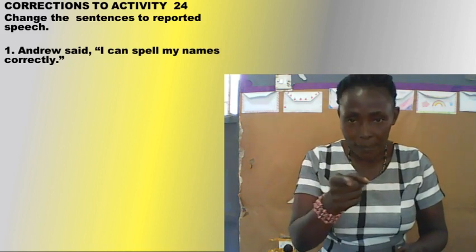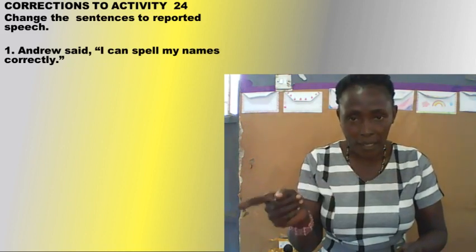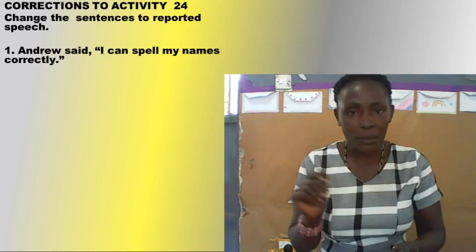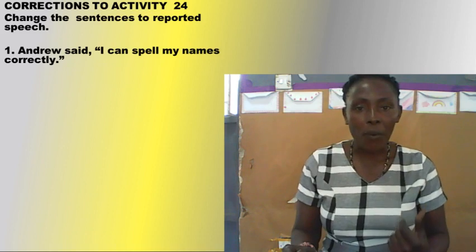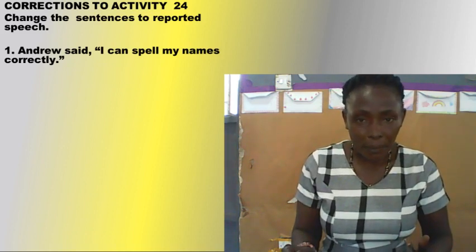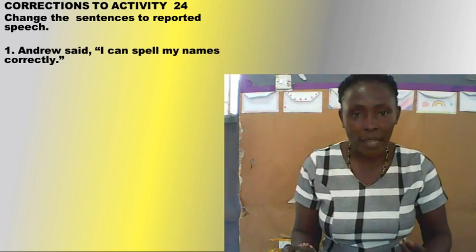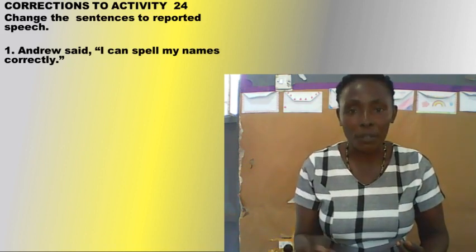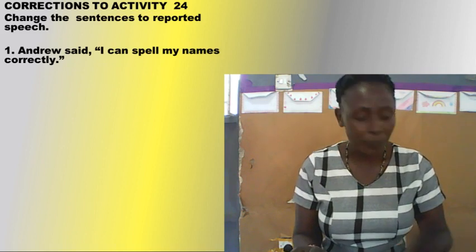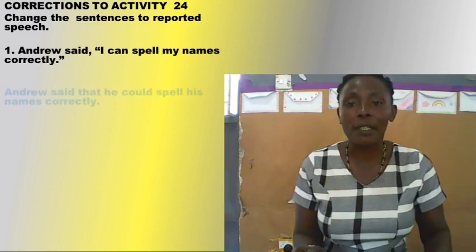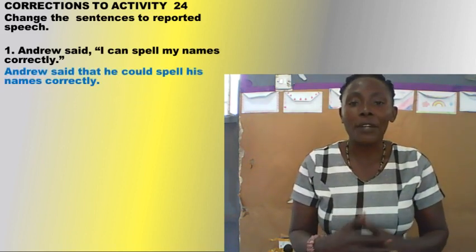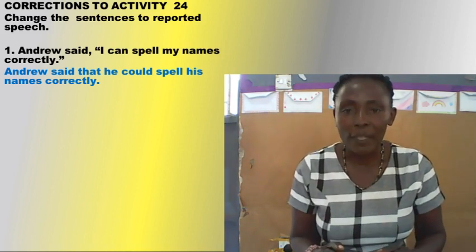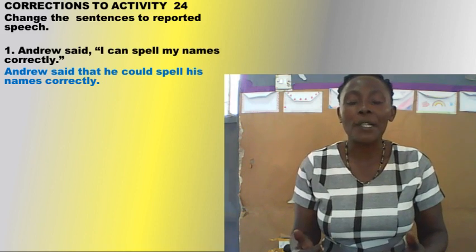Don't forget our speech tag, we are referring to Andrew, who is a he. Then we need to change our modal verb can to could. We have our pronoun my, this adjective, that is, my has to change to his because of Andrew. We are referring to a he. So the answer has to be in indirect speech. Andrew said that he could spell his names correctly.